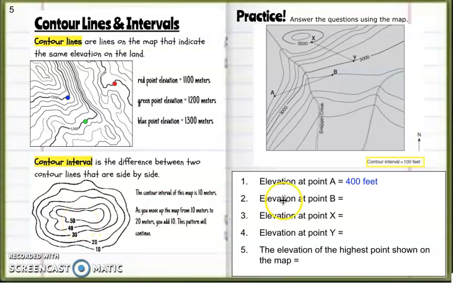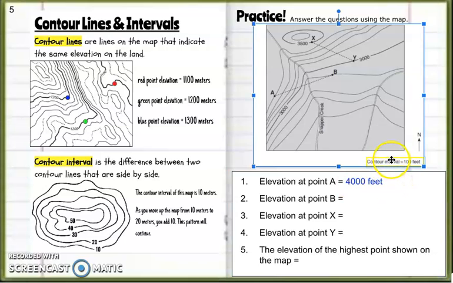Now what you're going to do is practice that. You're going to answer the questions using this map. The elevation at point A should be 4,000. Glad I caught that. It's 4,000 feet. The way I know this is the contour interval on my map tells me, and the majority of maps are going to tell you the contour interval.